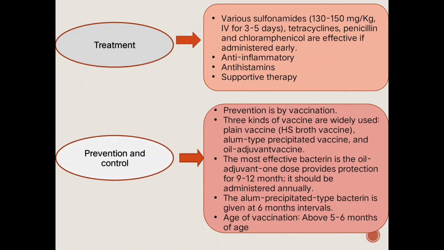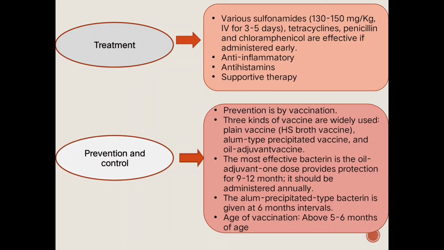Now let us come to the treatment of the disease. Various sulfonamides can be used, like 130 to 150 mg per kg body weight for 3 to 5 days, and tetracyclines, penicillins, chloramphenicols are effective if treated early. In the starting itself, we defined it as an acute fatal disease. If the treatment is delayed, or the disease does not get appropriate attention from the veterinarian, then he or she might lose the case. Then anti-inflammatories, antihistamines and supportive therapy can be given.